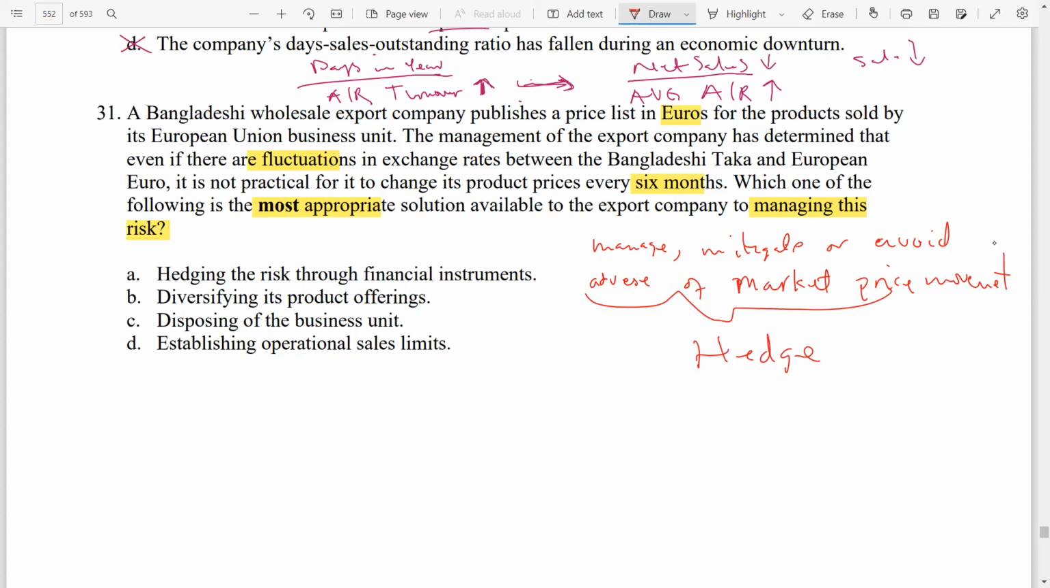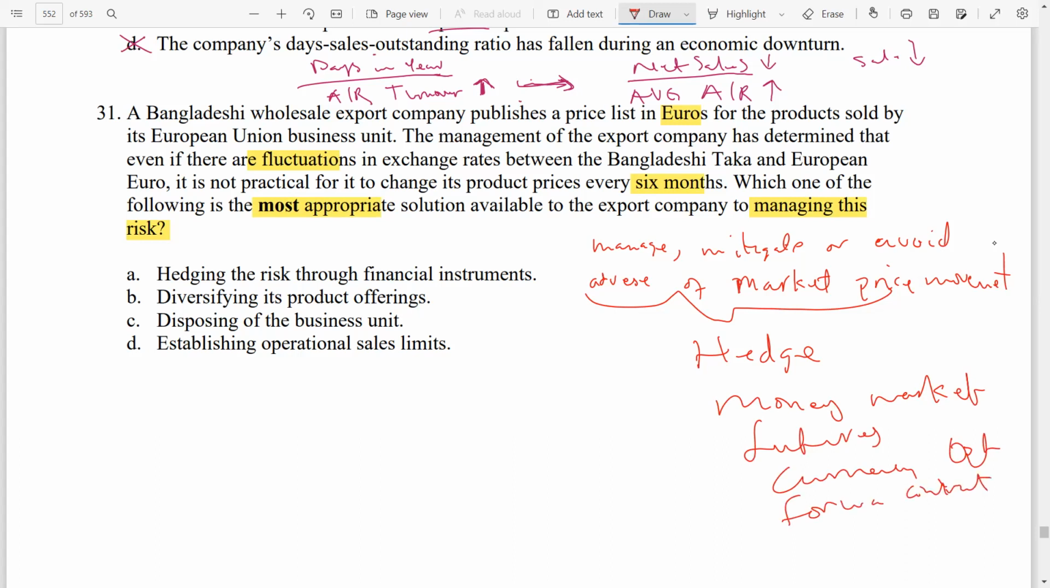So the most appropriate thing to manage risk, to manage this fluctuation, which is the adverse market price movement, I know we have to hedge it. And we hedge it with, for example, the money market. That's a type of hedging. We have futures contracts, and then currency options, and then forward contracts. Those are all types of hedging.